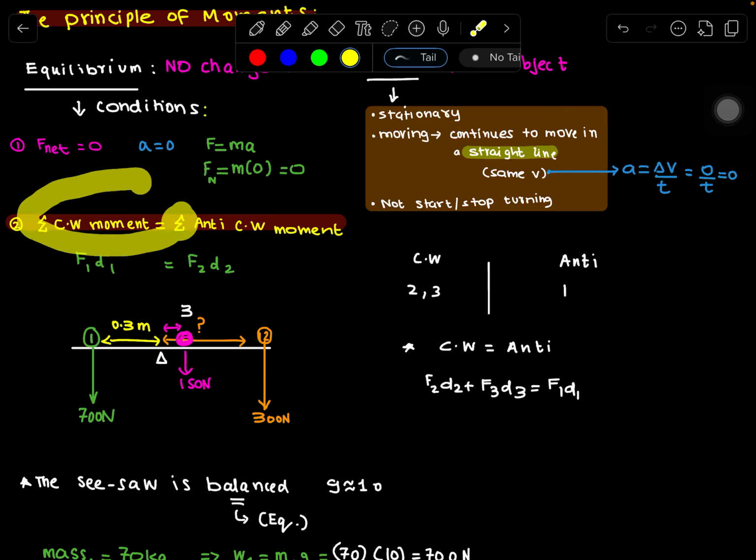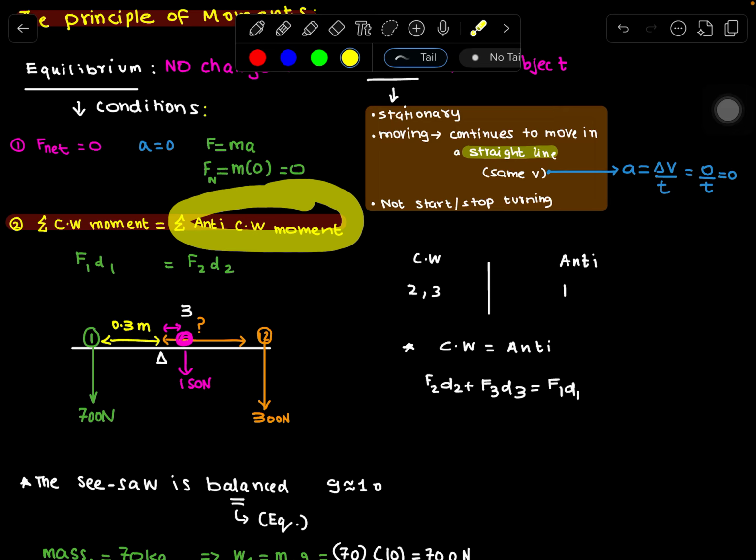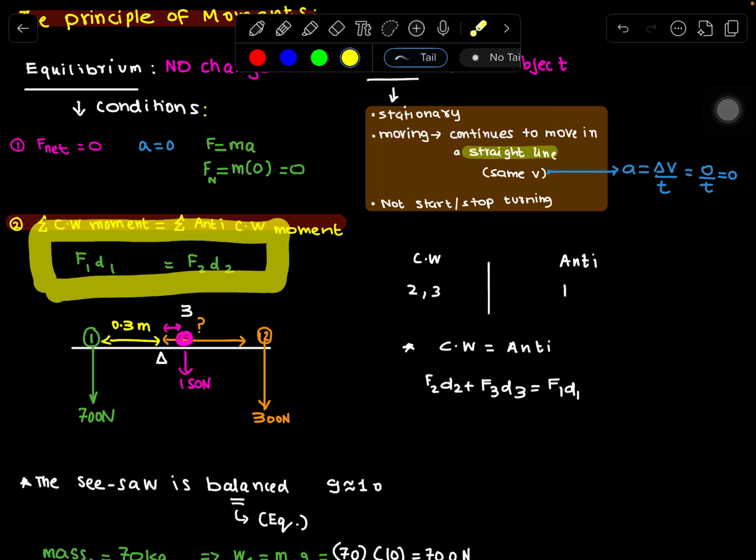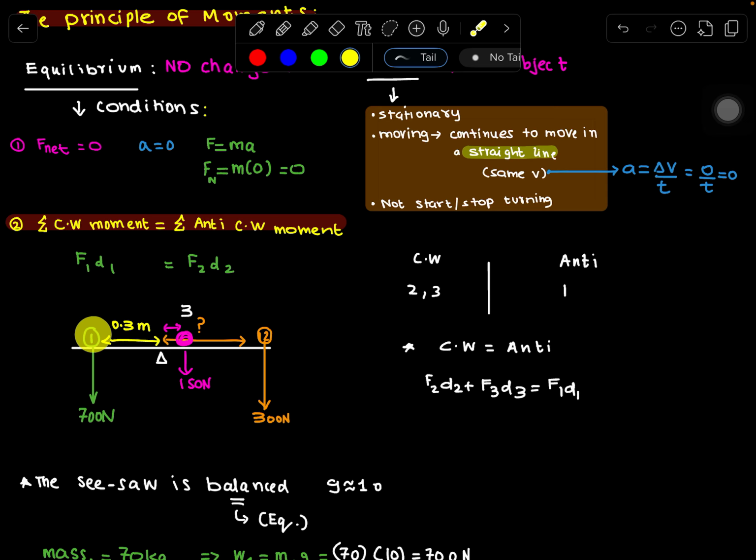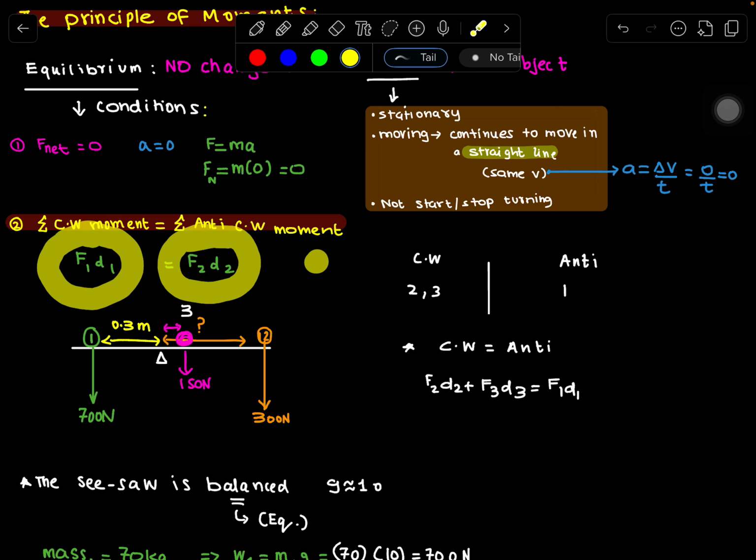So this rule, clockwise moment equals anti-clockwise moment, can be written in a formulaic form. You can call the first object 1 and this one 2. So you have F1d1 equals F2d2.